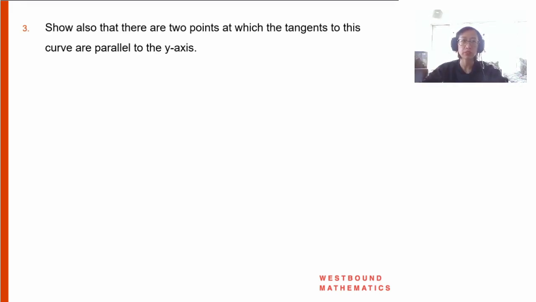Moving on to part 3 of the question, which says that show also that there are two points at which the tangents to this curve are parallel to the y-axis. So what does it mean? What are the conditions that these two points need to satisfy in order for their tangent line to be parallel to the y-axis? So let's draw an axis first.